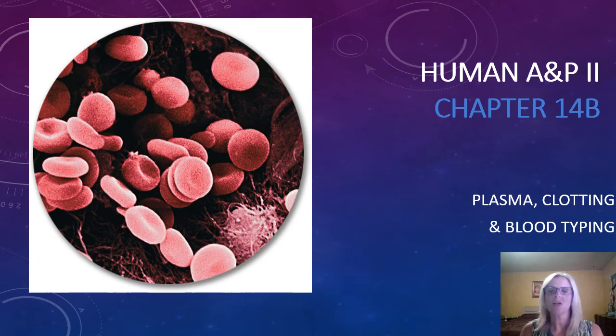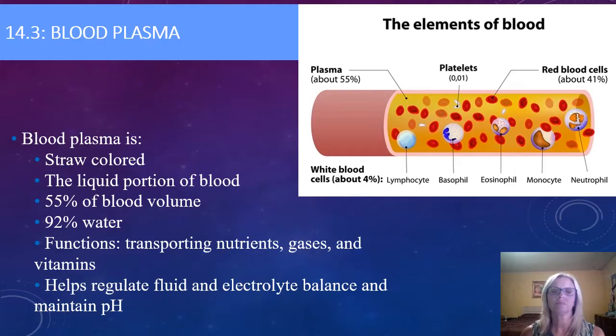Alright, so let's go ahead and take a little bit further look at blood. We're going to look at plasma, clotting, and blood typing. So one of the elements of blood here is blood plasma. Plasma contains fibrinogen. Serum does not have fibrinogen. It also contains electrolytes like bicarbonate, magnesium, chloride, and potassium. It is straw colored and it is the liquid portion of the blood.